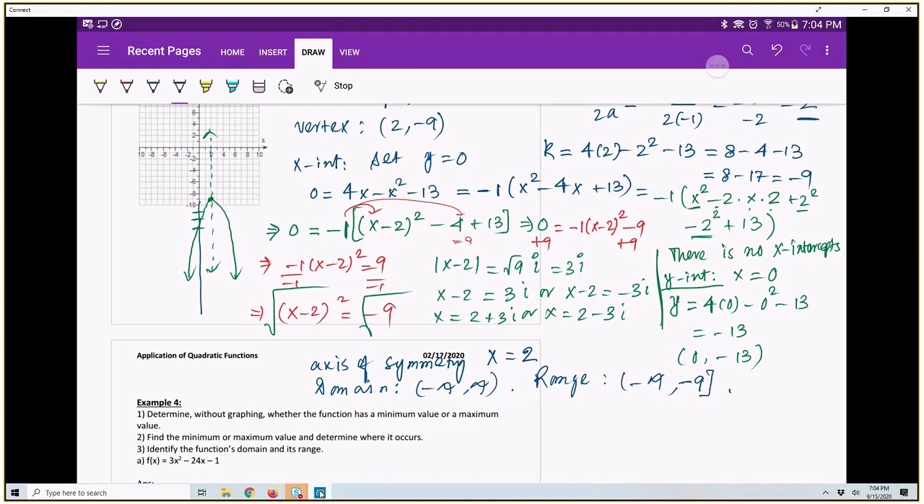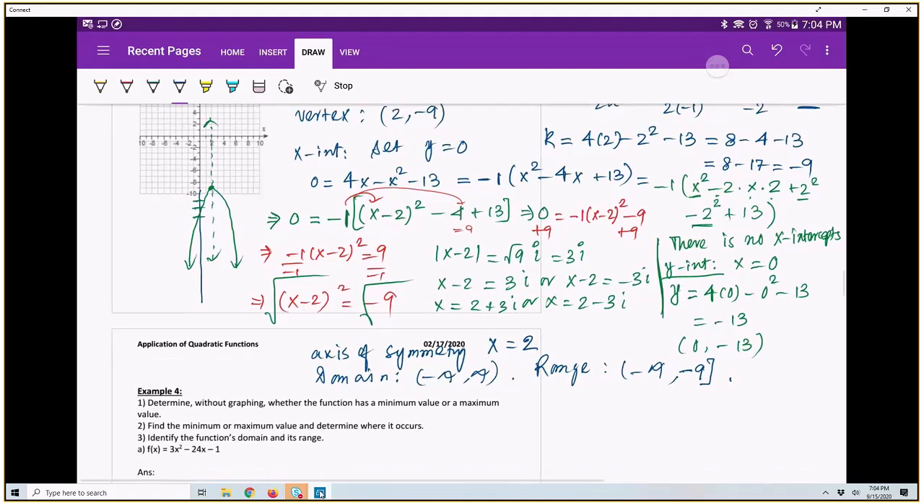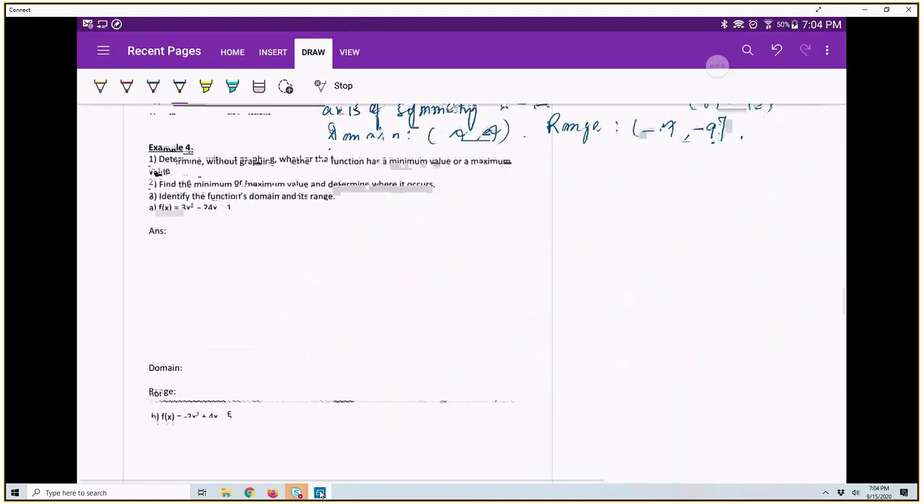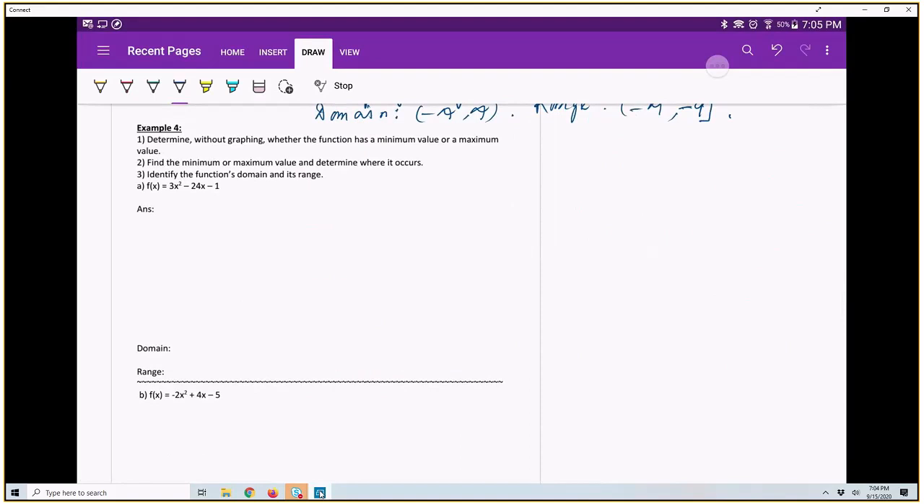And that will answer my question. Let's see what else we can do with these things. In example 4, I have been asked to determine without graphing whether the function has a minimum value or a maximum value. Find the minimum or the maximum value and determine where it occurs. Identify the function's domain and range.